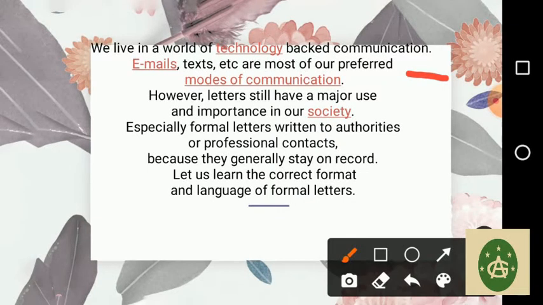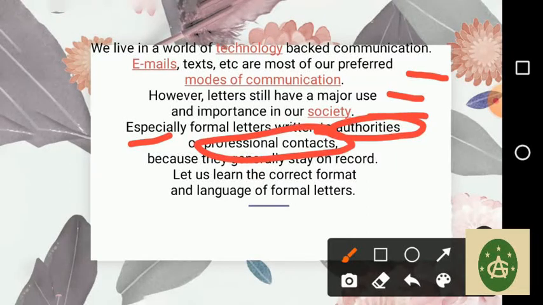However, letters still have a major use and importance in our society. Yes, we do have letters and postal services everywhere because they are still very important, especially formal letters written to authorities or professional contacts. Suppose you want to take some leave, to go to some village or anywhere, you are going to write a letter to me, or maybe your class teacher, or the principal. Without sending this formal letter, you cannot go on leave on your own, okay. Just sending a text message will not be enough.